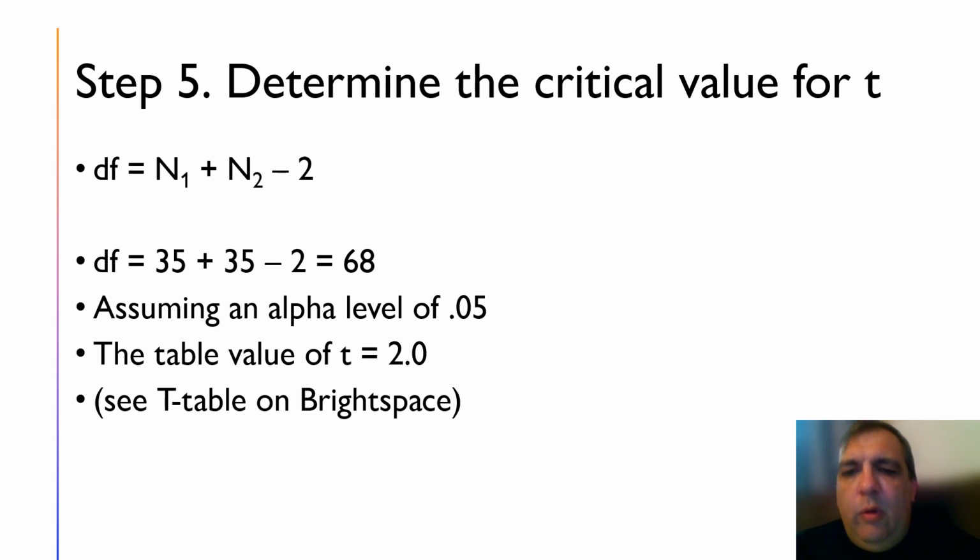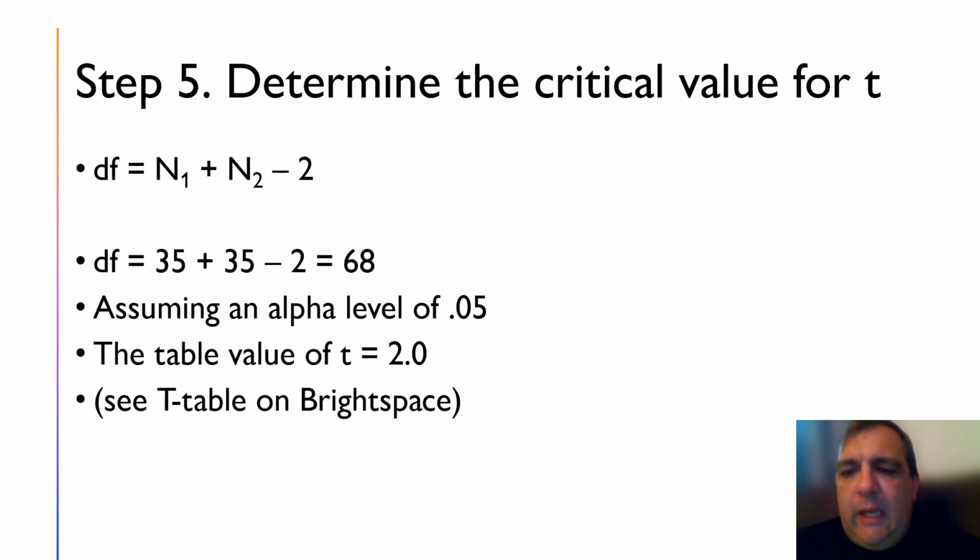Now we have to figure out what is the critical value for t. And this is the t-value based upon our table. You have a table on Brightspace for t-tables, and so now we have to calculate what value we need to exceed to be able to reject the null hypothesis that there is no difference between male and female groups on their concern for their job prospects in the future.